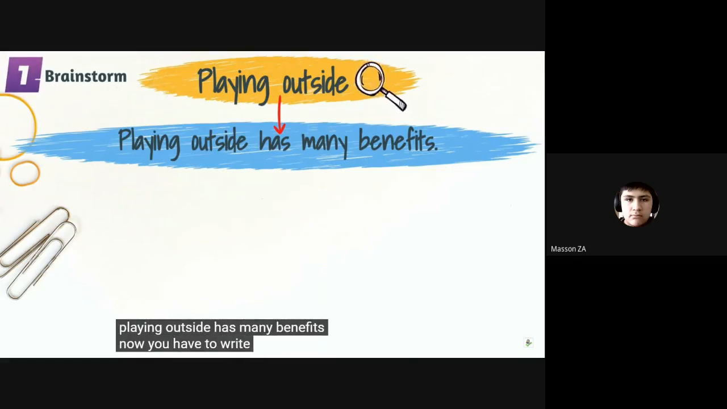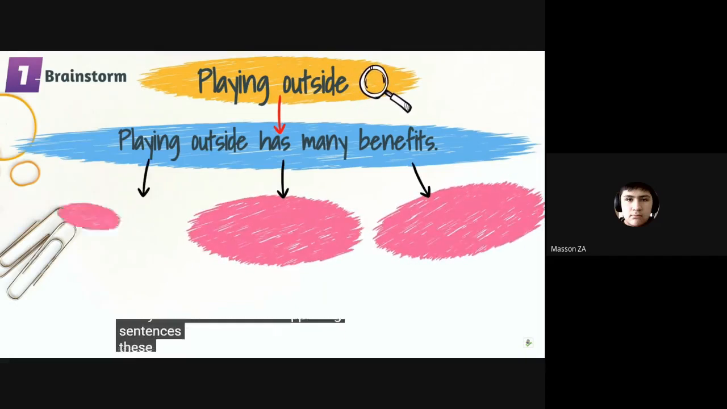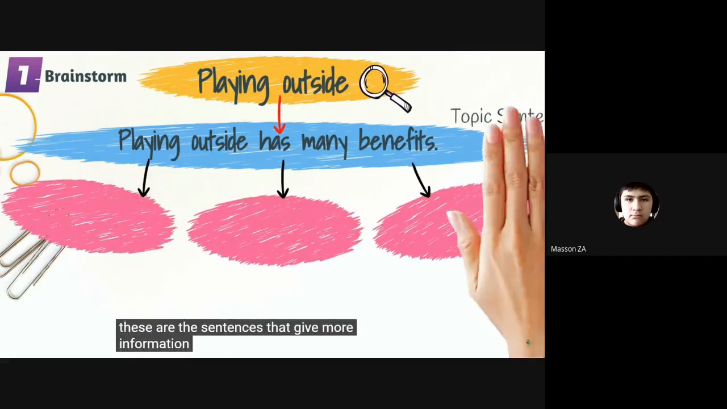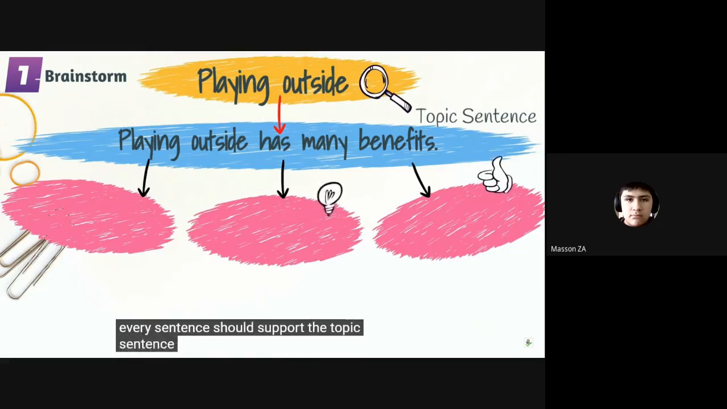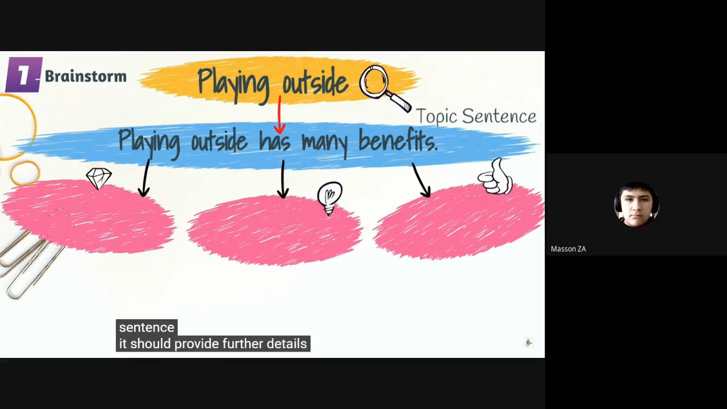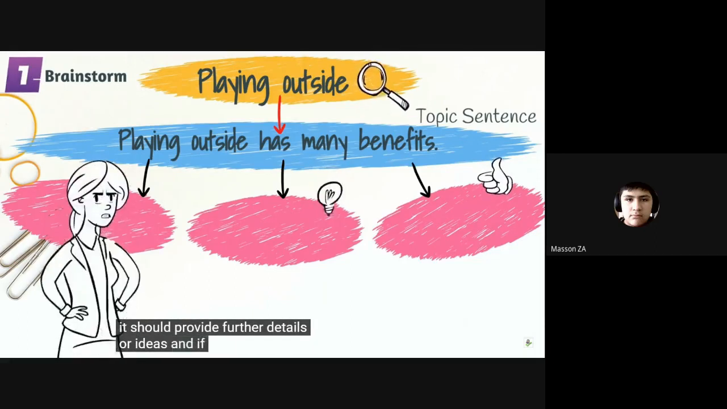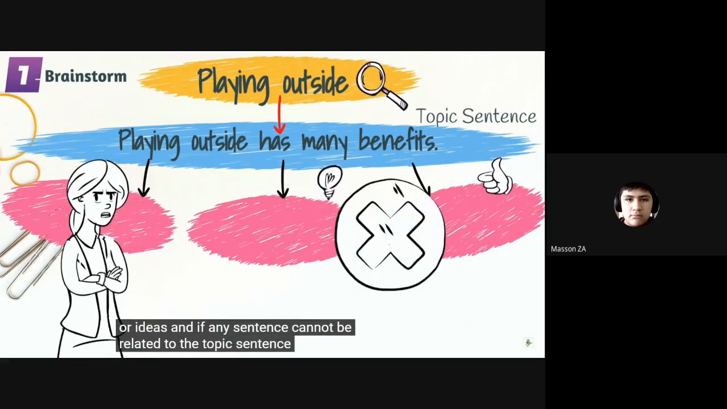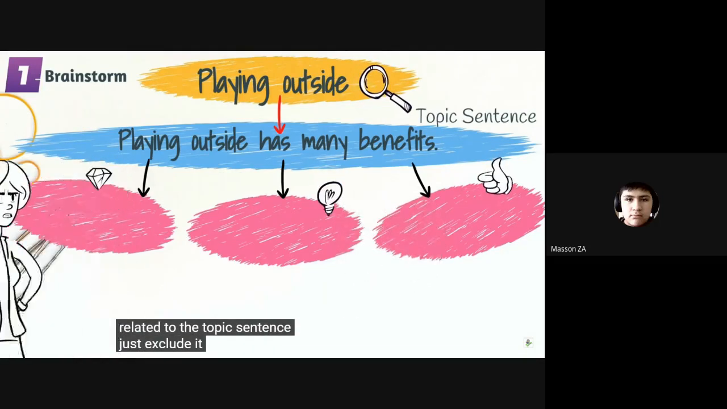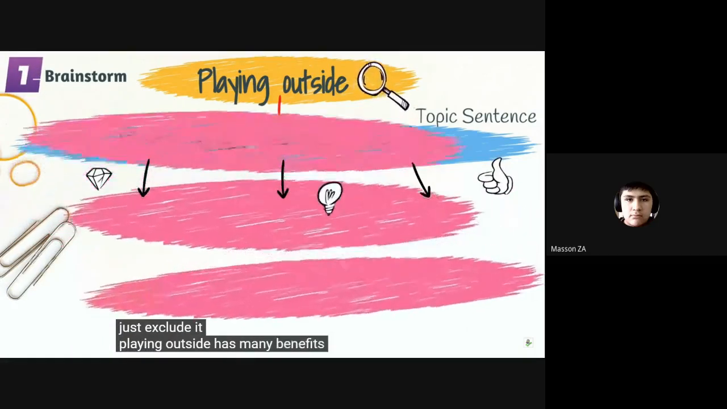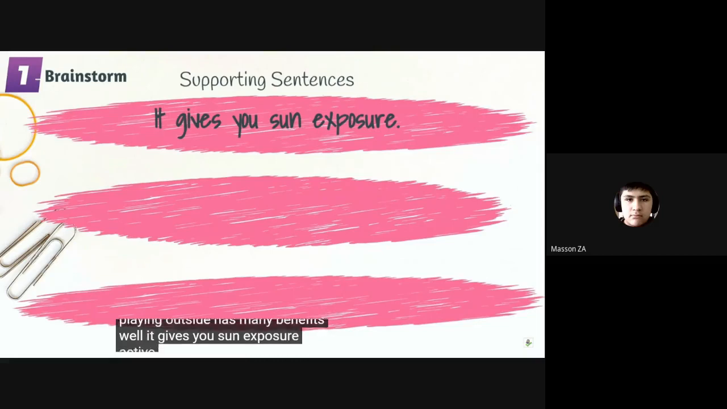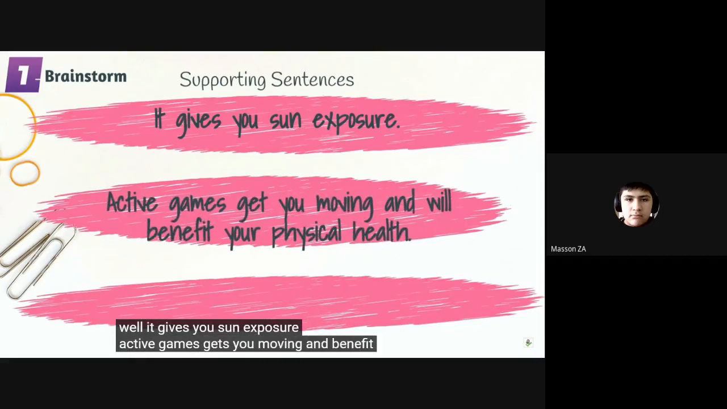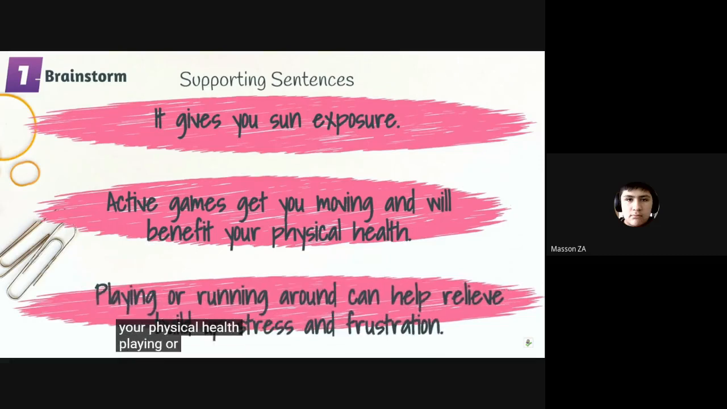Now you have to write the supporting sentences. These are the sentences that give more information about the topic sentence. Every sentence should support the topic sentence. It should provide further details or ideas. And if any sentence cannot be related to the topic sentence, just exclude it. Playing outside has many benefits. Well, it gives you sun exposure. Active games get you moving and benefit your physical health. Playing or running around can help relieve built-up stress and frustration.